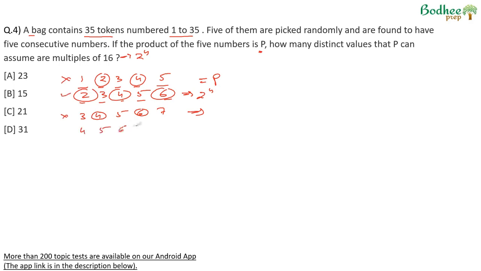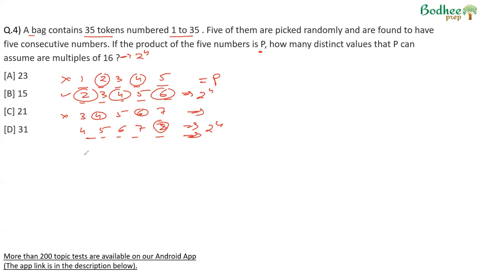4, 5, 6, 7, 8. Now, once the 8 is there, 8 has a power of 3. Combined with 6 and 4, this will become 2 raised to power 4 for sure. As a matter of fact, we just need to multiply one of the 2's with 8 to get the answer, or power of 2 as 4.